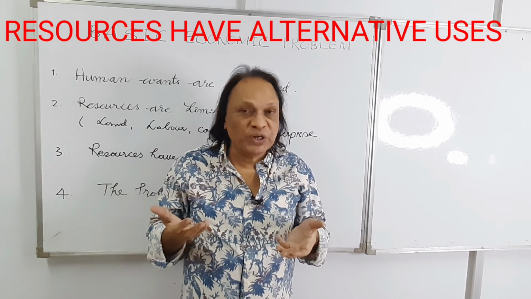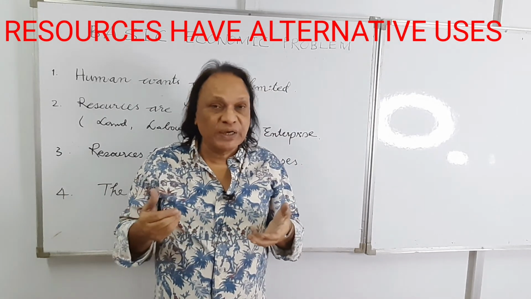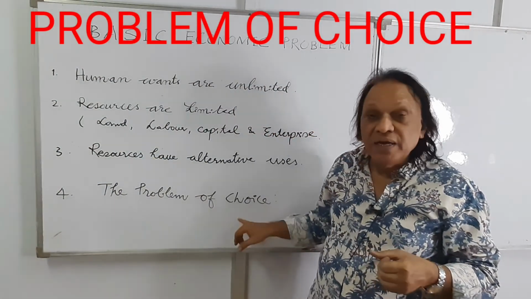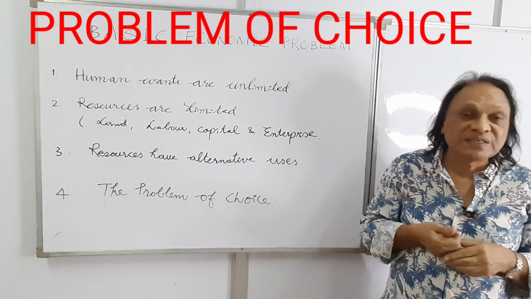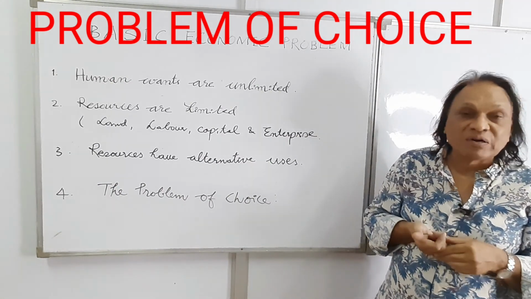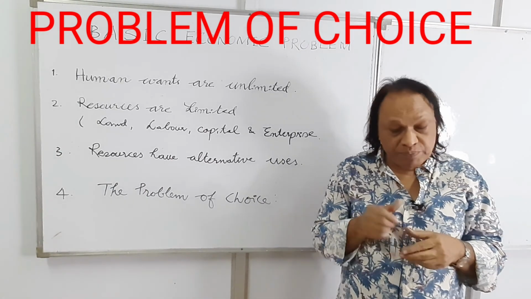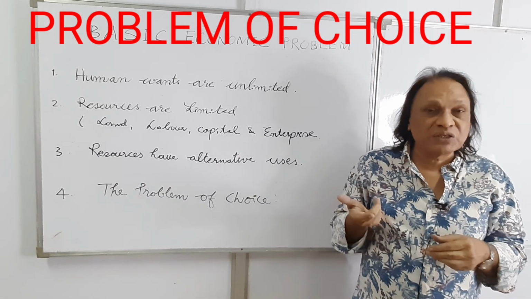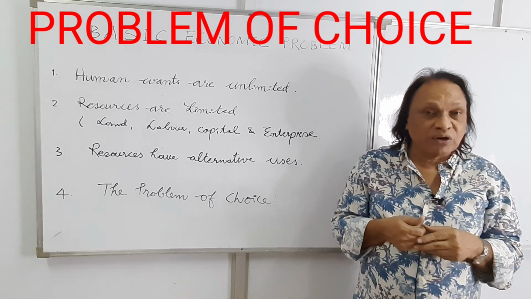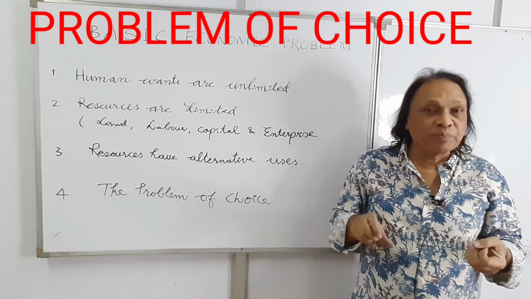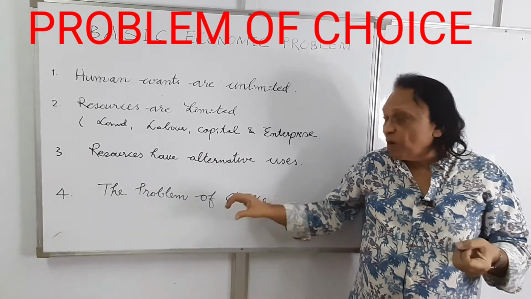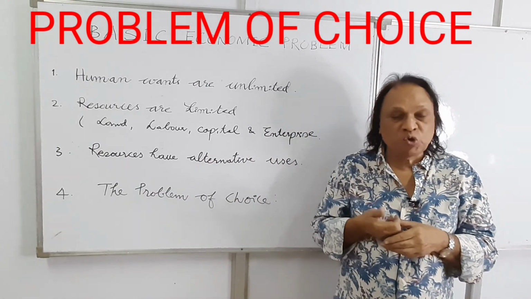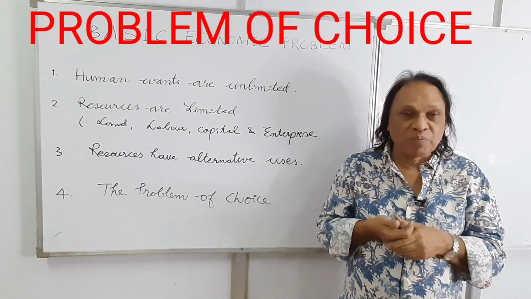It's not that we put resources only to a specific use; they have many uses, and that's why we have to make a choice. That problem of choice is called the basic economic problem. In our earlier example, on a piece of land you can grow rice, wheat, maize, bajra or sugarcane. Since you cannot grow all of them, you have to make a choice. That problem of choice is called the basic economic problem.